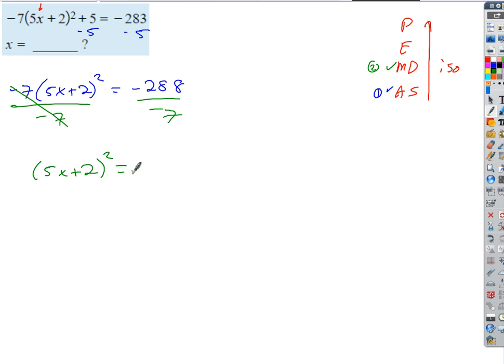equals, what's that going to be? I'm going to get positive, not yet, we haven't square rooted yet. Positive over negative is positive. 7 doesn't divide evenly into 288, does it? If I try to do that, it goes into 28 four times, and then it doesn't go into 8, right? It doesn't go in evenly.